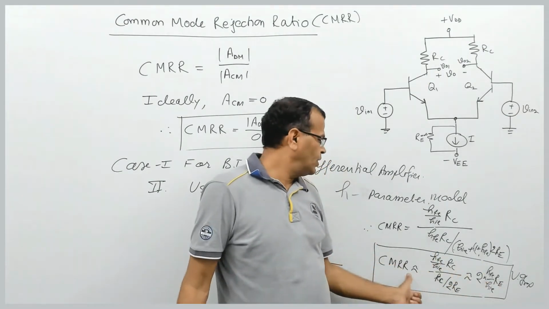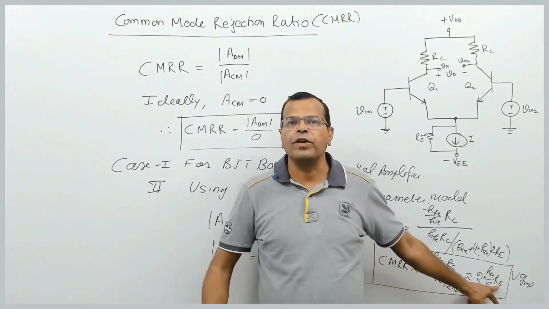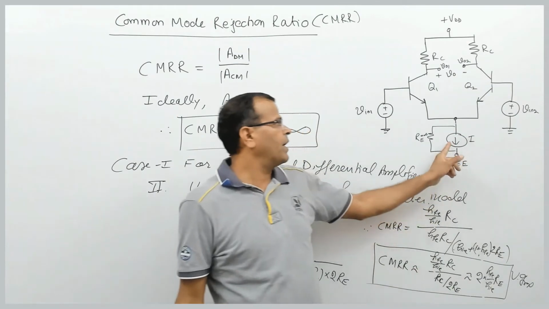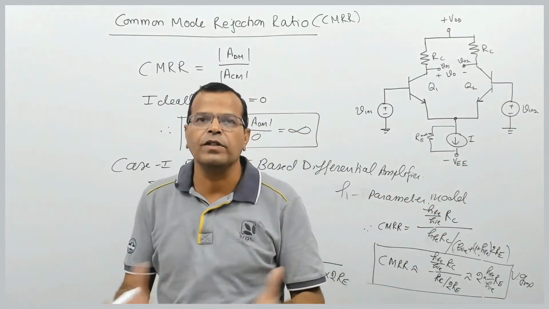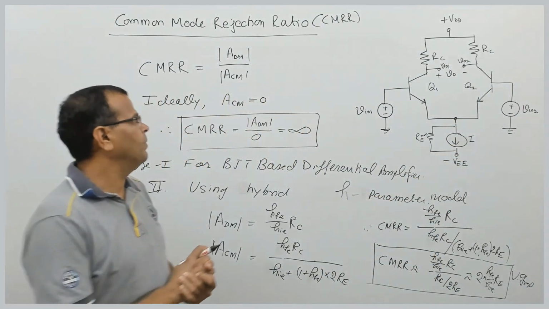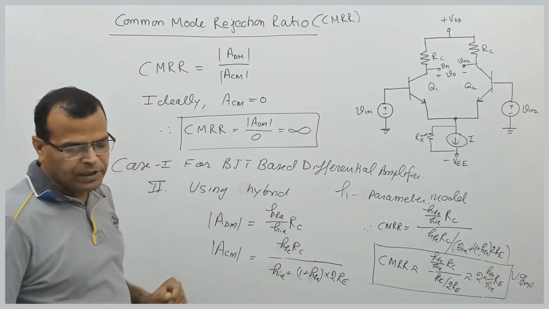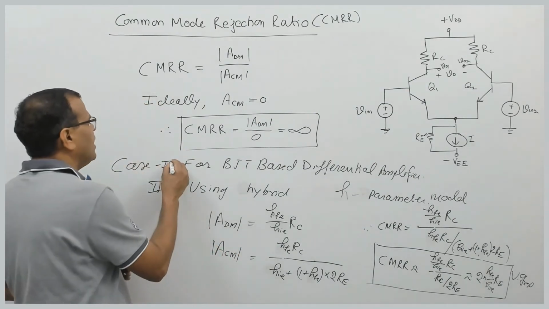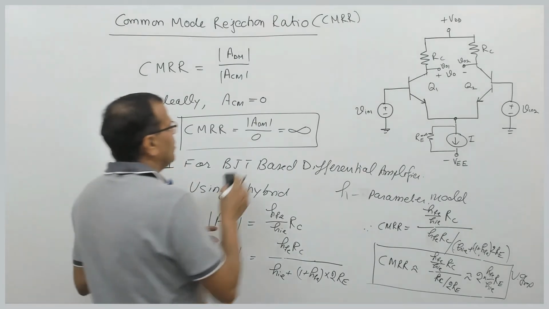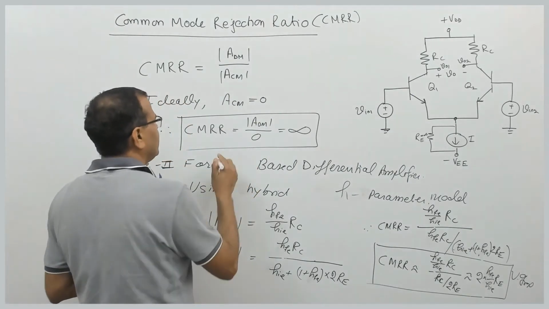I can reduce CMRR by increasing the value of RE or by connecting a current source in series with the emitter, or in the emitter circuit. This is your BJT based amplifier. Let us talk about MOSFET based differential amplifier.